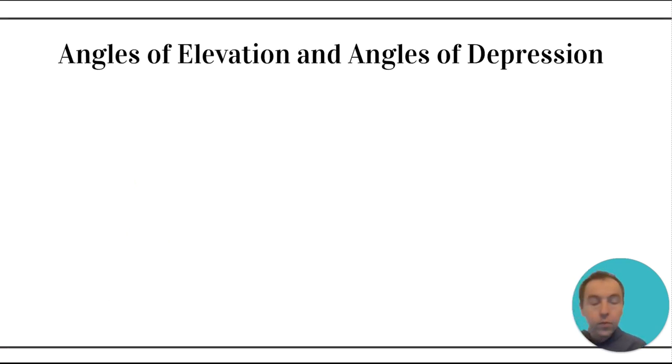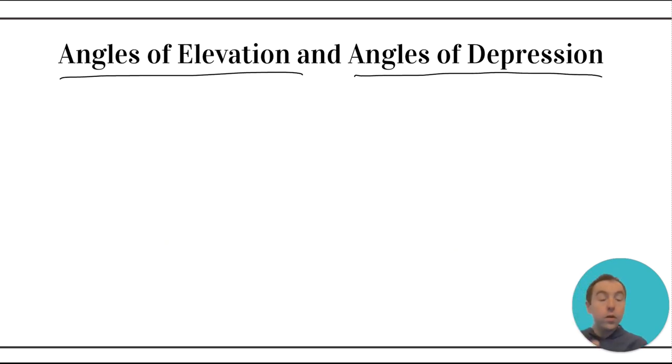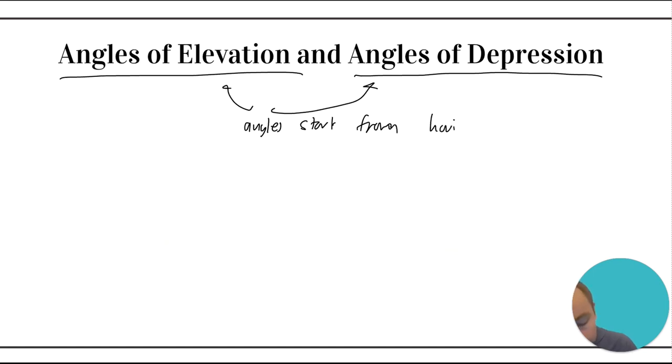Before we look at some further problems here, some things that we need to understand terminology-wise about what an angle of elevation is, as well as about what an angle of depression is. So when you have an angle of elevation, that would be whenever you are looking up towards something, and whenever you have an angle of depression, it would be when you're looking down towards something. Now, what both of these have in common is they are always angles that start from horizontal.